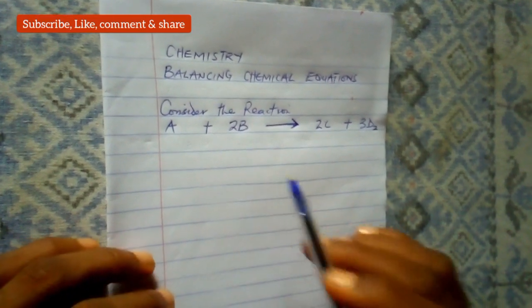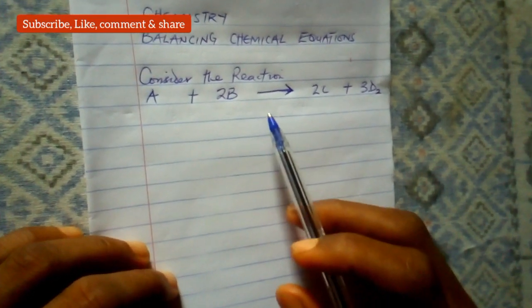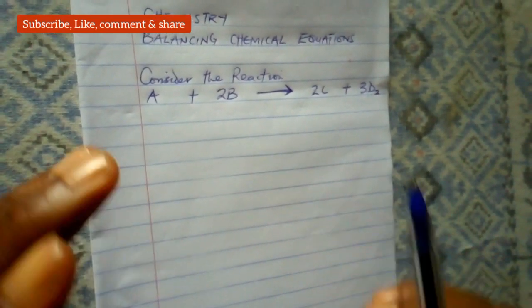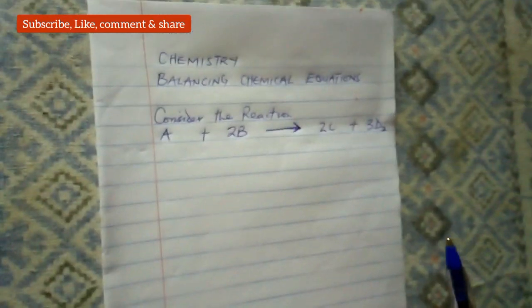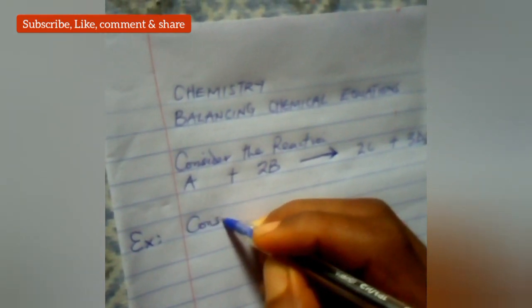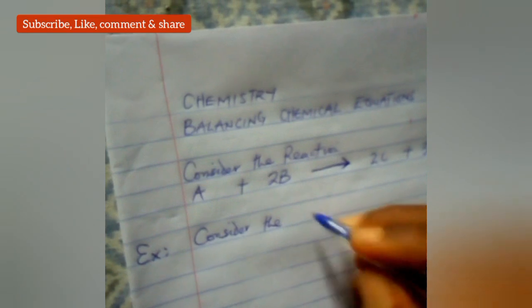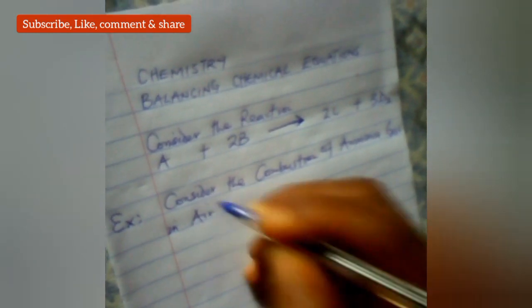Now, if we are to go practical, let's look at some examples on how to balance chemical equations, and also the procedures that guide balancing chemical equations. So let's take an example and see how it goes. Consider the combustion of ammonia gas in air. So let's write the simple equation to describe this statement.